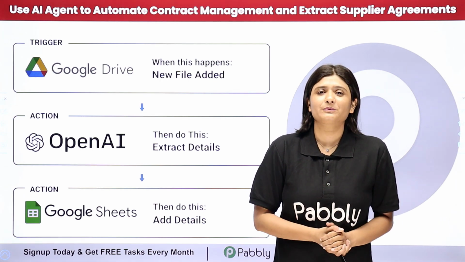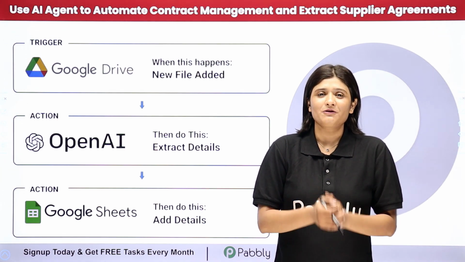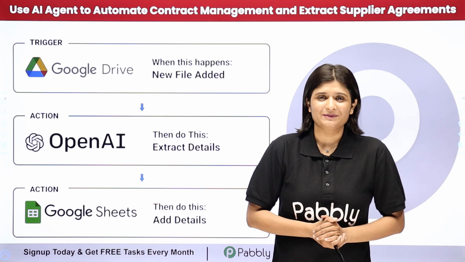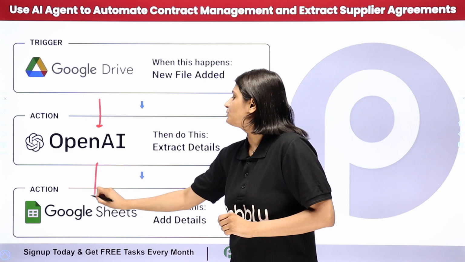And to do this automation, I'm going to use Pabbly Connect. So Pabbly Connect is an amazing automation and integration software which requires no coding or programming skills. Here I just need to build connection between Google Drive, OpenAI and Google Sheets.